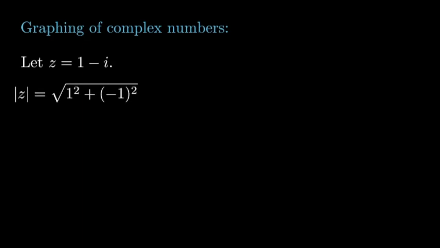Since we're now familiar with complex numbers and the conversion to polar form, let's look at graphing of complex numbers. Let's look at z is equal to 1 minus i. We want to analyze this in terms of polar coordinates, so we'll calculate the modulus and the argument. The modulus is going to be given by the square root of 2. The argument is just going to be given by the inverse tan of the imaginary part over the real part. We'll have the inverse tan of minus 1 divided by 1.